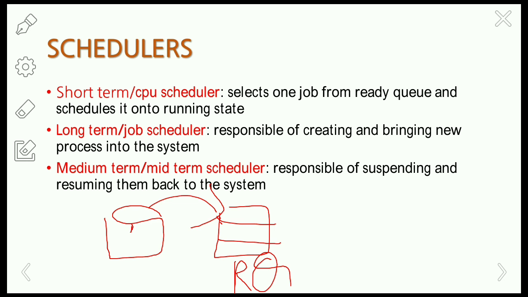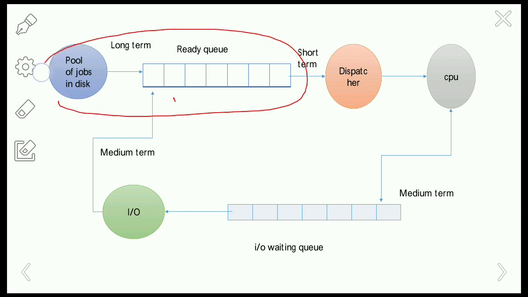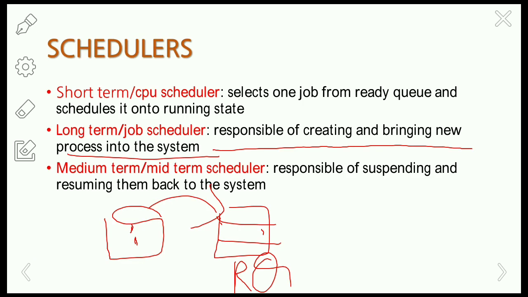So this process, selecting, creating and bringing new processes into the system, is called the long-term or job scheduler, right? It selects the job from the pool of jobs in the hard disk and loads those jobs to the main memory, that is called the ready queue. That one only we are representing in the format of the diagram. That's why it is also called the job scheduler.